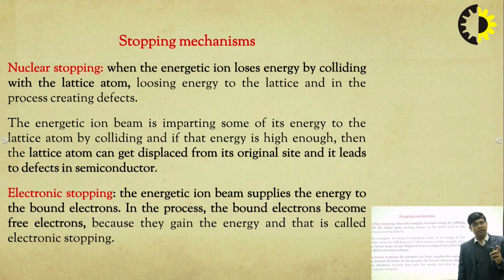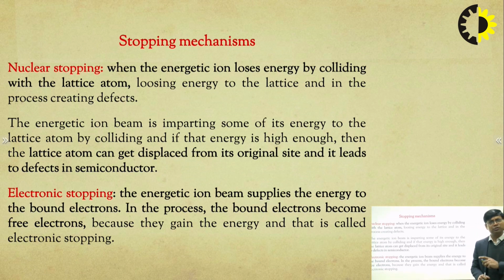In case of nuclear stopping, what happens is the dopant ions collide with the nuclei of the silicon atoms, the wafer atoms, and in the process they lose their energy and displace the silicon atoms. That is nuclear stopping, where the dopant ions collide with the nuclei of the silicon atoms and displace them from their position, and it causes a lot of damage in the wafer.